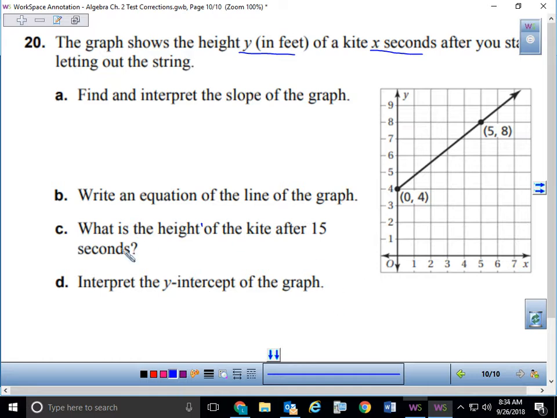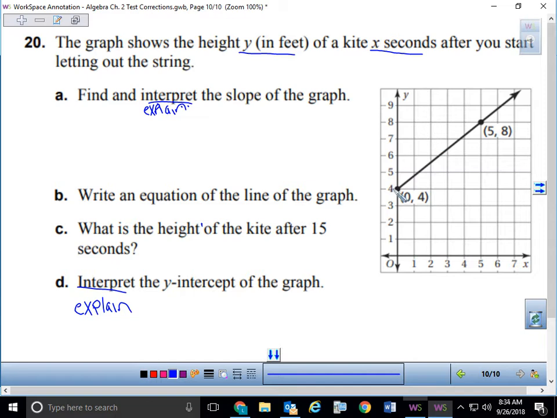D. Interpret means explain the y-intercept of the graph. Okay, let's just start. So find and interpret. I missed that one. Interpret, explain the slope of the graph. Well, you can use a formula. You can draw your triangle.